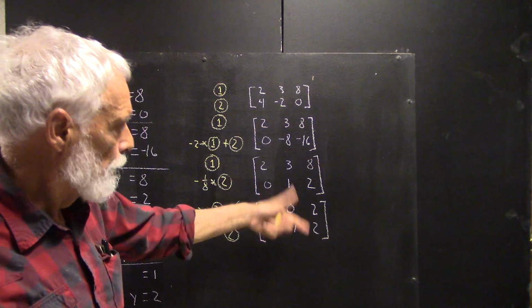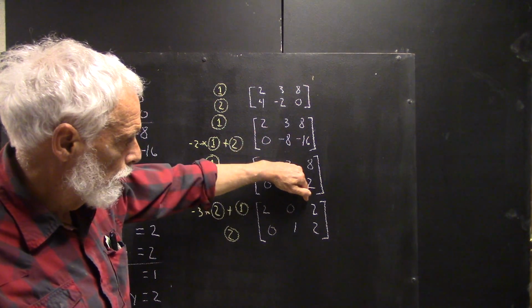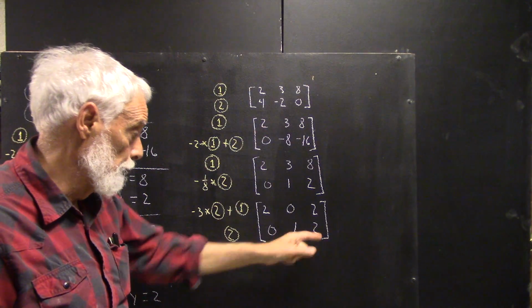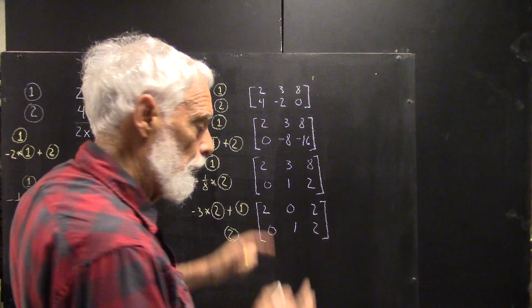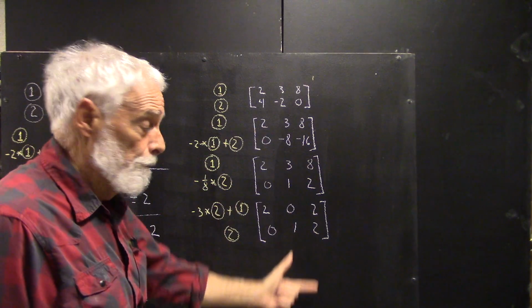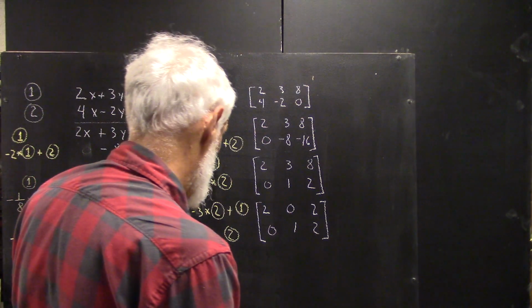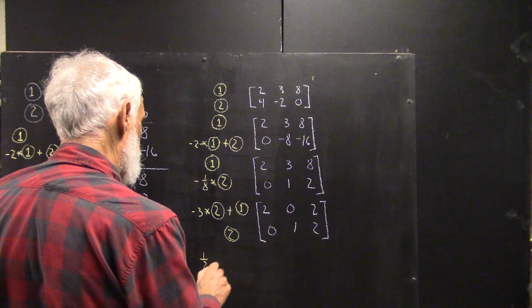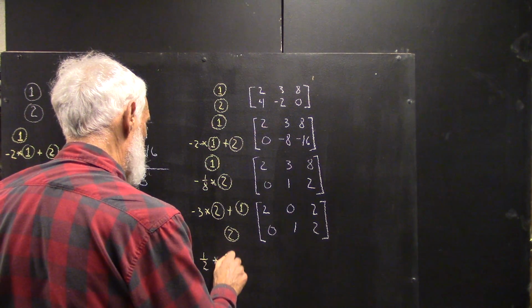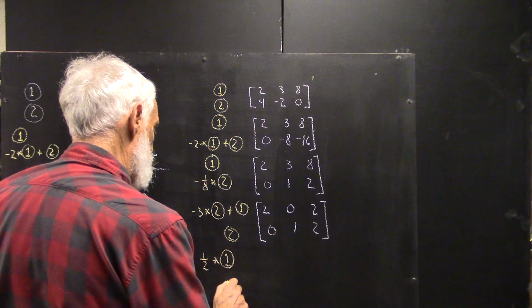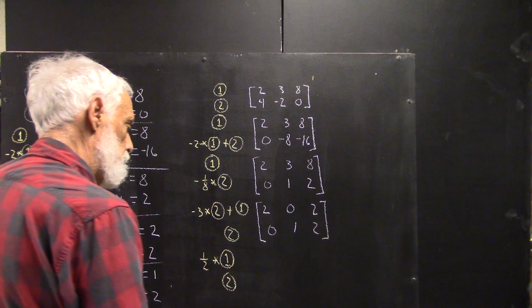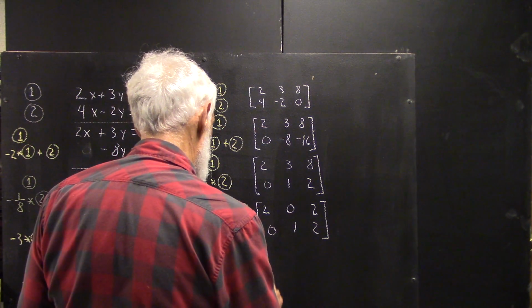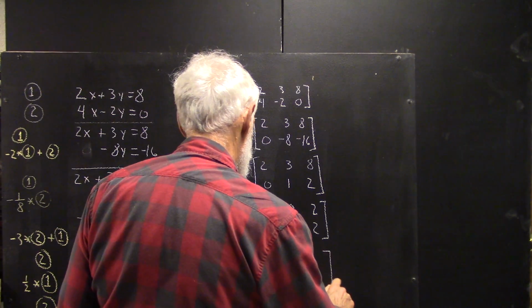Now, if we think of what the equation would be, we see we have here an equation we can easily solve for x. This one already gives us a solution for y, but we're going to just continue manipulating these rows for one more step, and we're going to just take 1/2 of row 1, and we're going to repeat row 2.